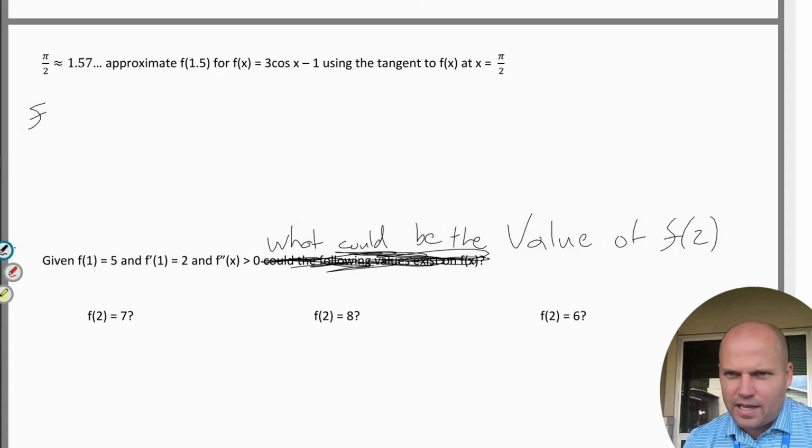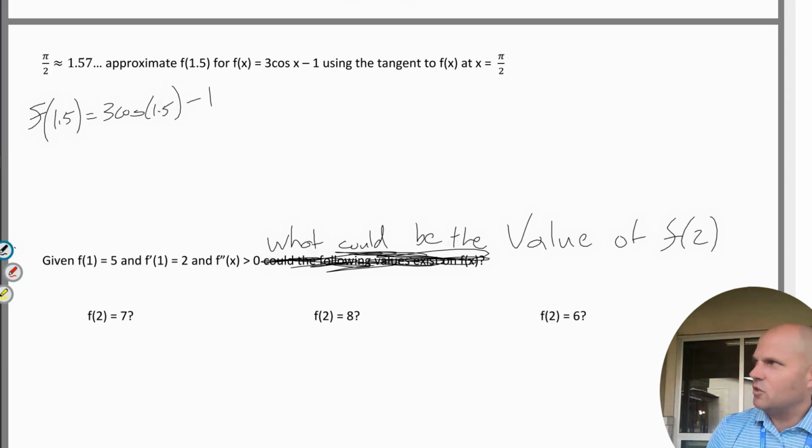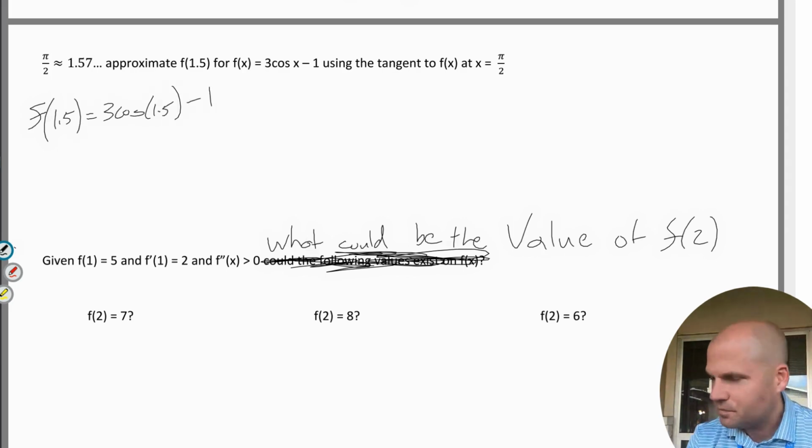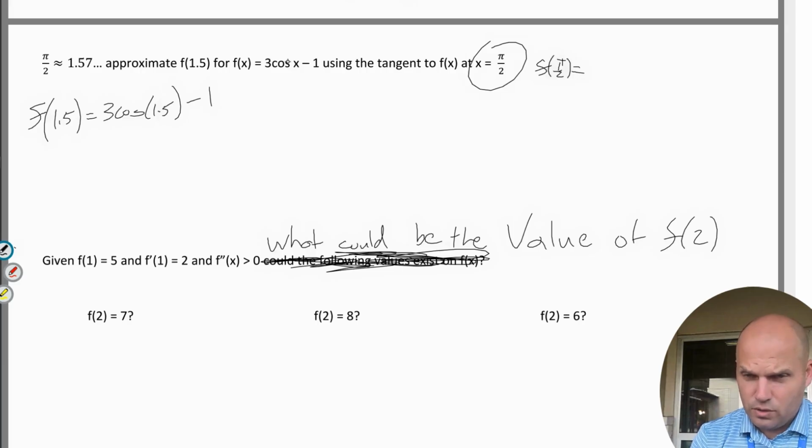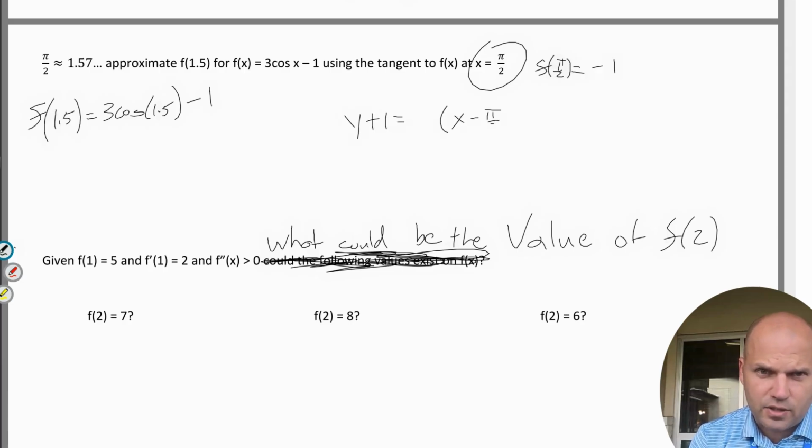Imagine me telling you, hey guys, what is 3 cosine of 1.5 minus 1? You'd be like, I have no idea. But I actually would say it's close to negative 1, because let's plug in pi over 2. Cosine of pi over 2 is 0. So I get negative 1. Cool. Let's use a tangent line. Y plus 1 equals m times x minus pi over 2. Okay, let's find the slope.